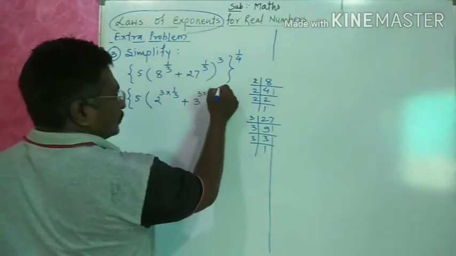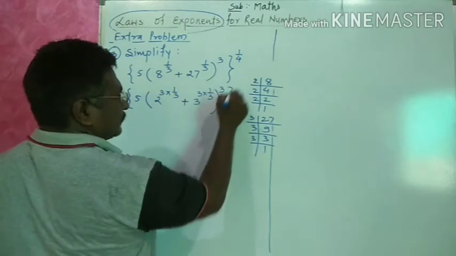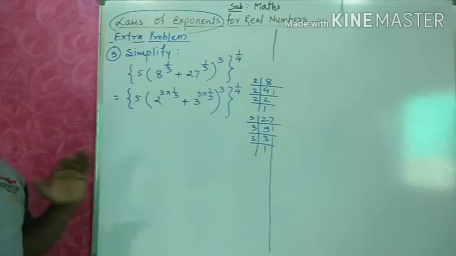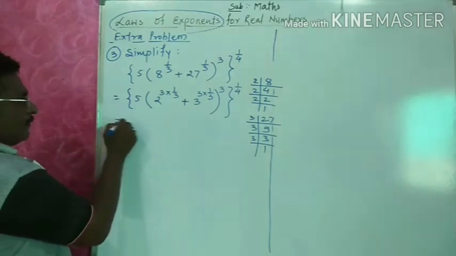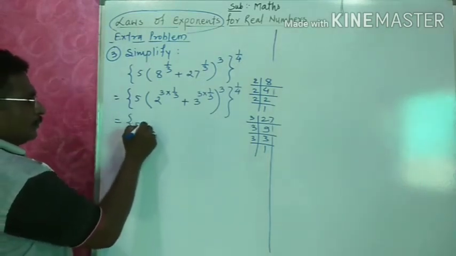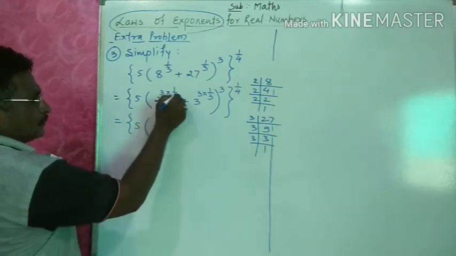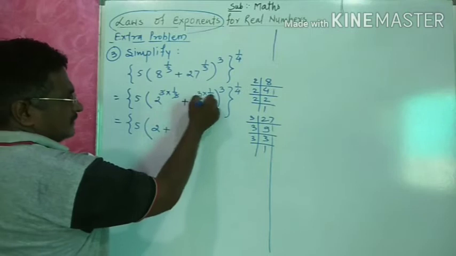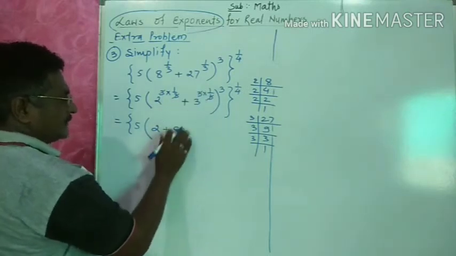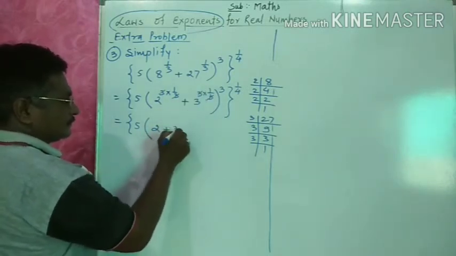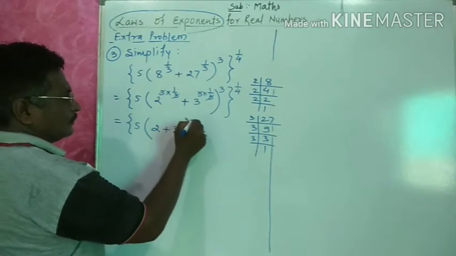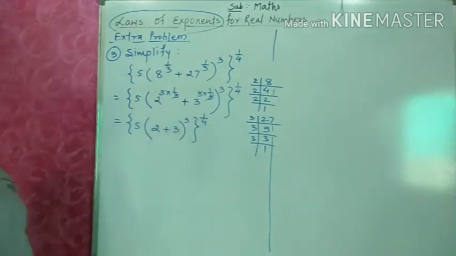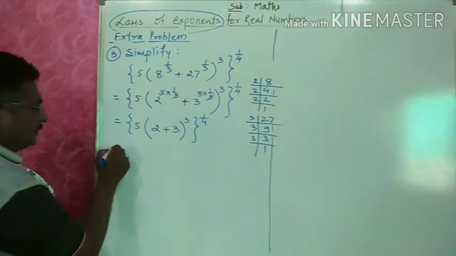Now this cube as it is. First the inner bracket has to be solved. One bracket has to be solved, we will get the answer. So this 3 3 cancel means what is 2 plus this 3 3 cancel means what is 3, cube, 1 by 4. Understood, student?